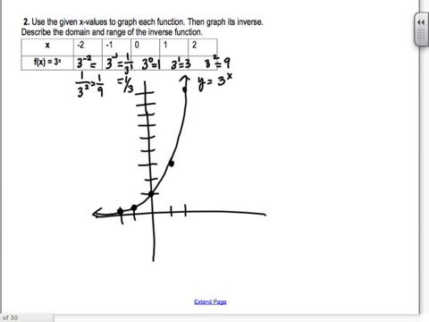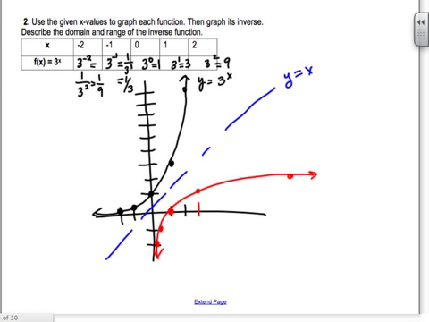Okay, so graph its inverse. That means every point we have, we want to switch the x and y values. So instead of having negative 2, 1/9, I'm going to have 1/9, negative 2. Instead of having negative 1, 1/3, I'm going to have 1/3, negative 1. 0, 1 is going to become 1, 0. 1, 3 is now going to be 3, 1. And we're going to have 2, 9 as well, so way out there. So you end up with that. Notice how it's a reflection across the line y equals x.